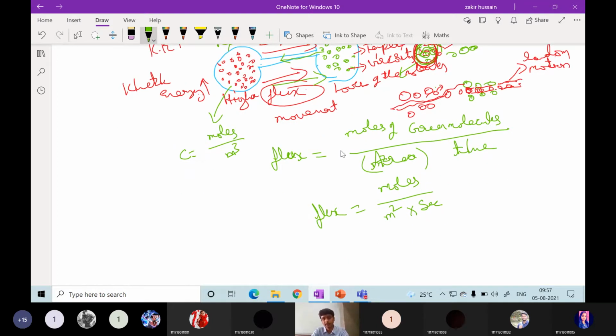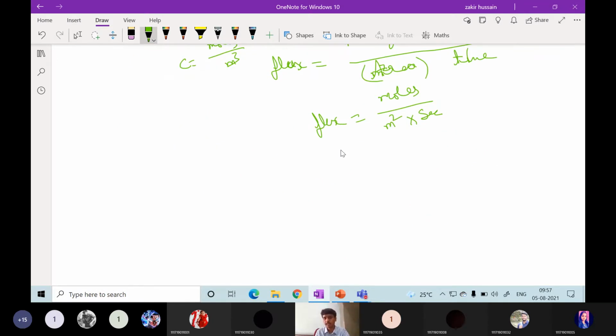Generally, molecular diffusion is defined with respect to this flux only, with respect to Fick's first law of diffusion. Fick's first law of diffusion is the basic governing equation in mass transfer operations. So this is very, very important. Without knowing Fick's first law of diffusion, you cannot understand anything.